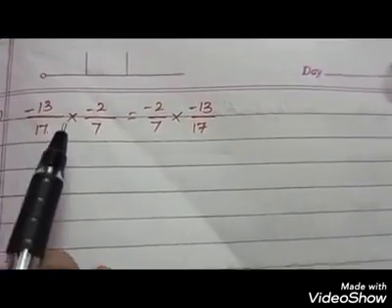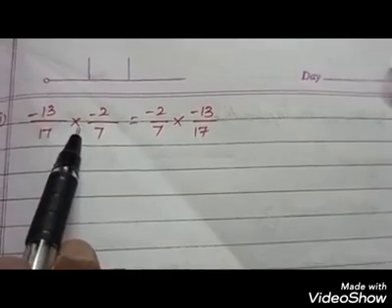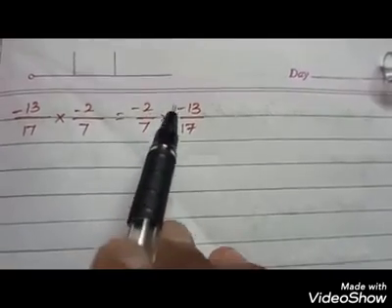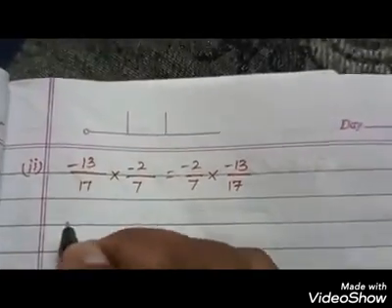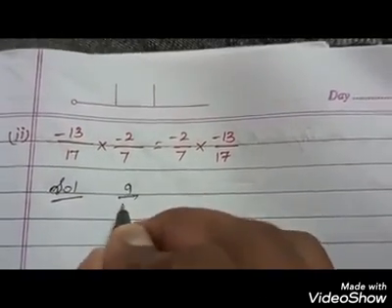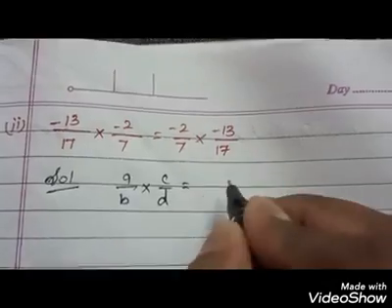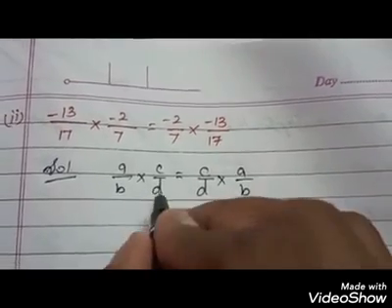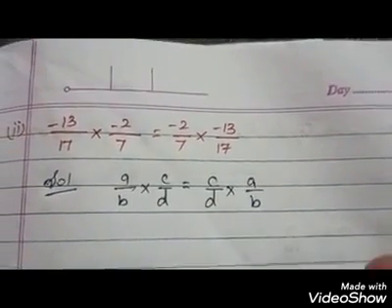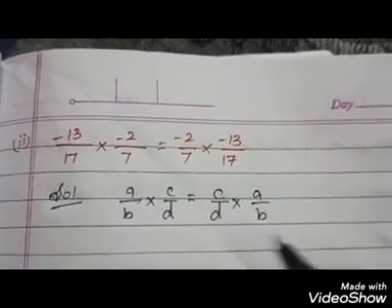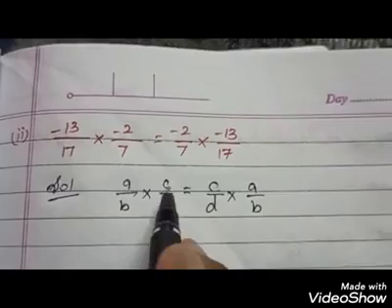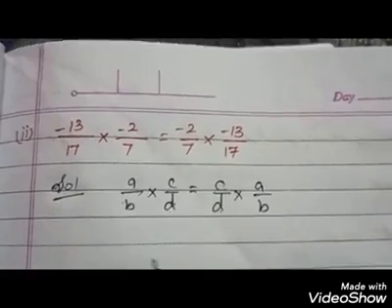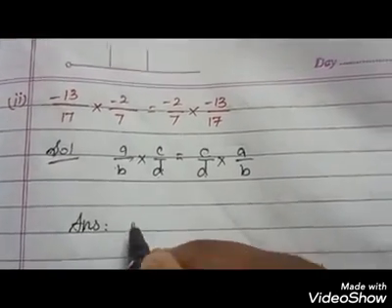So question number 2, minus 13 by 17 into minus 2 by 7, which is equal to minus 2 by 7 into minus 13 by 17. So here you see it looks like A by B into C by D, which is equal to C by D into A by B. This is for your reference. You don't need to write this in the examination. Directly you write the answer, what the property is. A by B into C by D equals C by D into A by B. Only the terms are interchanged. We say the answer should be commutative property.